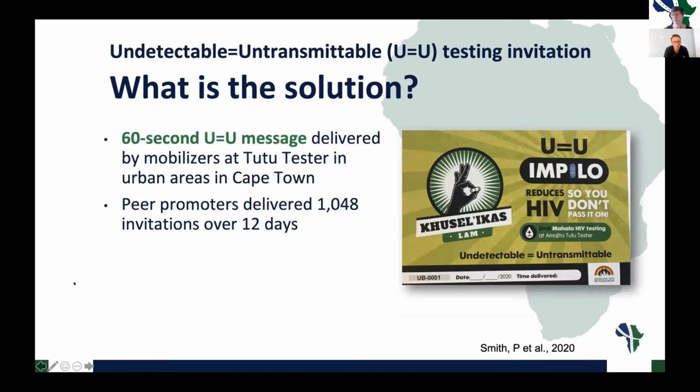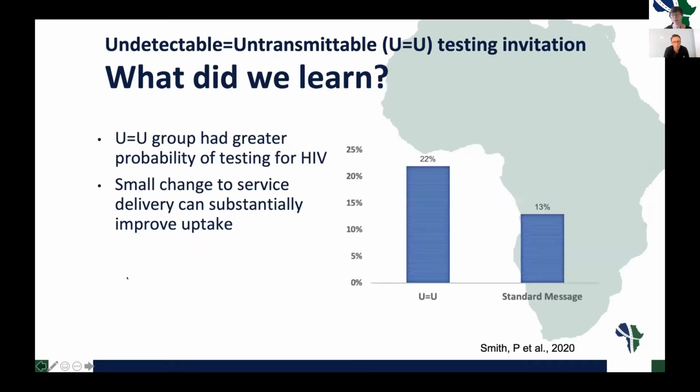But because this is a very common behavior, we could hand out a couple hundred of these invitations a day and quickly get a signal about what worked. And in this case, we had quite a boost in the proportion of men who received an invitation that had the U=U script. About 22% of them came to the tester to get a test versus 13% in our standard of care. Really quick intervention, and leads us to some new ideas about a larger scale trial that we'd like to do.